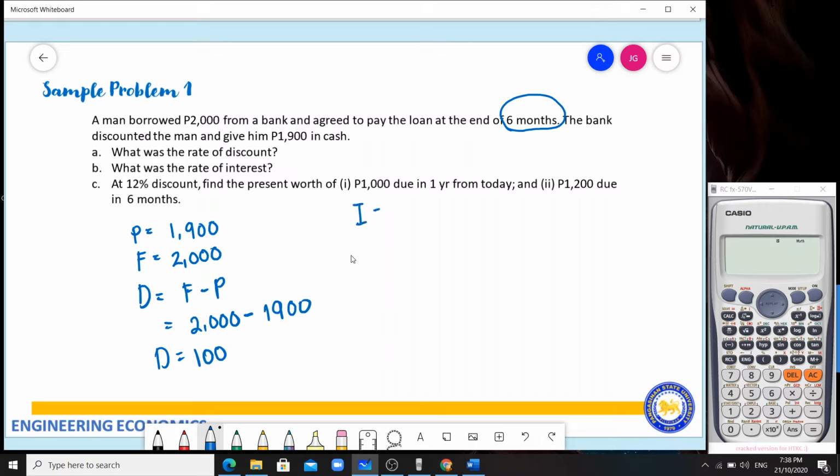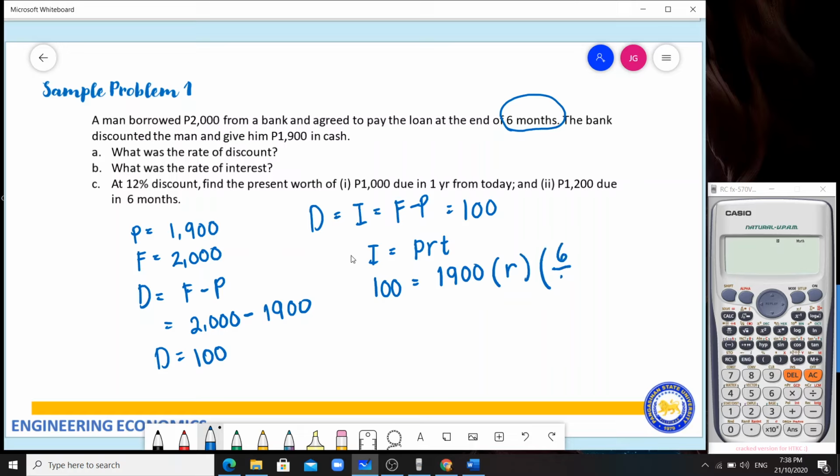I is equals to F minus P, parehas din do sa discount, diba? Pareho lang yan, okay? So, ang mangyayari dyan is 100 pesos. Now, you have to use this sa PRT. So, 100 pesos times principal natin is 1,900 or the present worth, and the rate is hinahanap, and then ang T natin is 6 over 12. Kasi yearly, 'di ba? So, we have to convert.